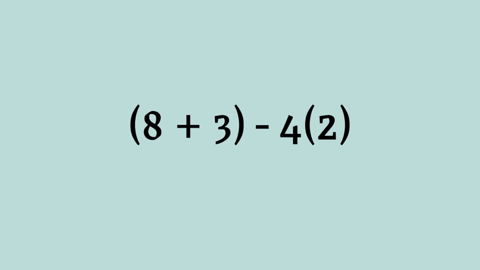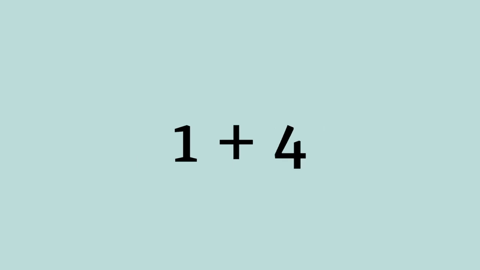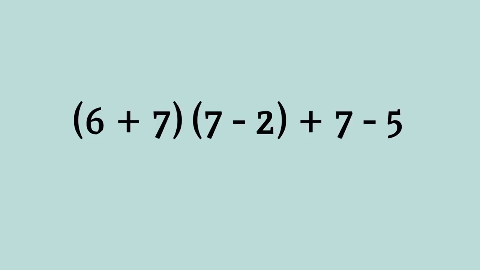Alright, with this in mind, let's go back to the problem at the start of the video. 1 plus 2 times 2. First, let's check for parentheses. Can't find any here. So, what about multiplication and division? Yeah, we have 2 times 2, so you do that. Now we have 1 plus 4. You should know this, right? 1 plus 4 is 5. That's our answer.